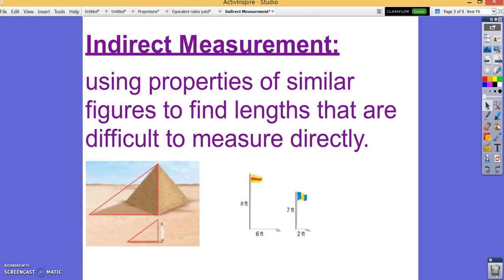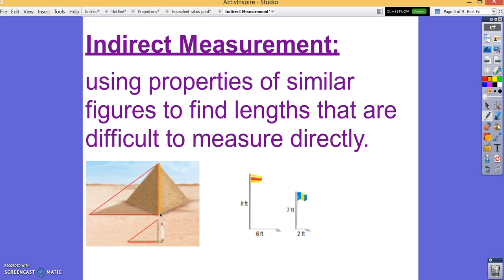Indirect measurement is basically using the properties of similar figures to find lengths that are difficult to measure directly. So in other words, there are things that we can do using nature, shadows and sunlight, that allow us to measure things even though we can't measure them directly. So in the picture on the left, we would be able to mathematically calculate the height of the pyramid, even though you can't obviously just crawl up the pyramid and measure it with a ruler.